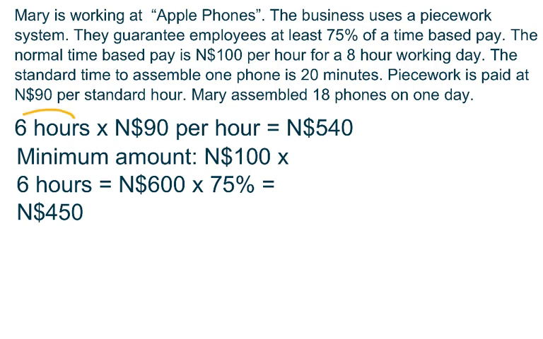This is then only a summary. She took 6 hours to assemble 18 phones. Therefore, the piecework rate in total is $540. The minimum wage is $450 for 6 hours. So therefore, she will receive the $540. We now did 2 exercises on the piecework system, and we also considered the minimum wage. Remember, the minimum wage will be given to you in the form of a percentage of the time-based pay.